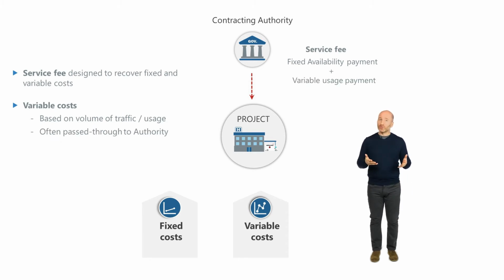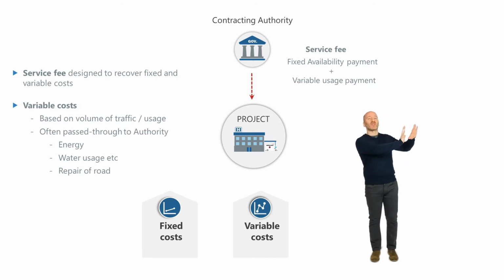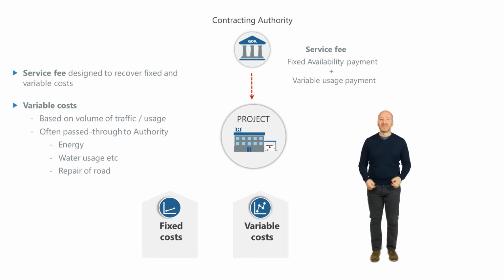Similarly, a toll road project may seek to establish a usage payment structure to recover the variable costs of road repairs due to excessive amounts of traffic. As long as the variable costs can be passed through to the contracting authority, the project company will be indifferent to the actual usage of the infrastructure. If there's a greater volume of patients in the hospital or more passengers on the road, it's up to the government to pay for the incremental costs associated with volume.